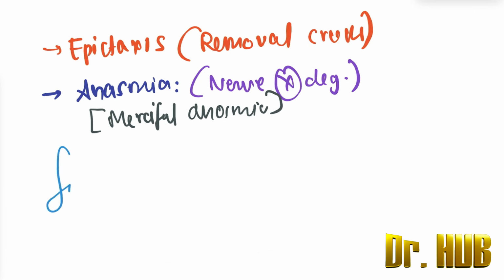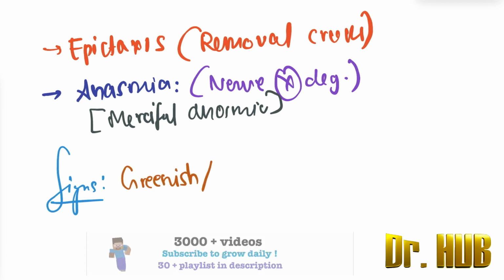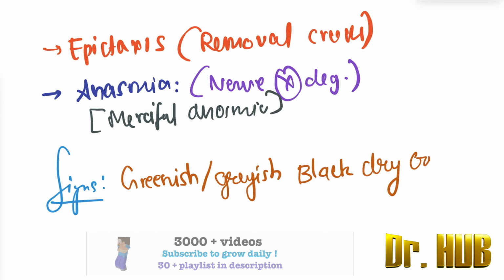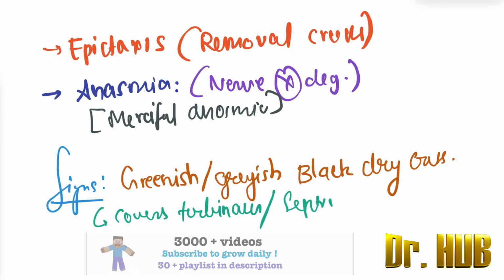Next we move on to the signs. The crusts appear greenish, or they also appear grayish. So it is a greenish or grayish, black dry crust. And what does it cover? It covers the turbinates as well as the septum.